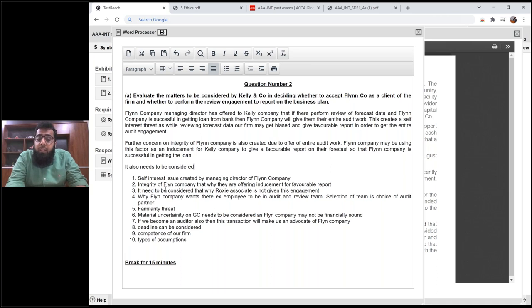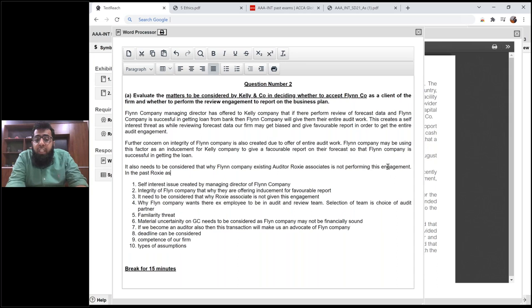It also needs to be considered why Flynn company's existing auditor, Roxy Associates, is not performing this engagement. In the past, Roxy Associates has performed such engagements. Now, how did we know that Roxy Associates has performed such engagements?